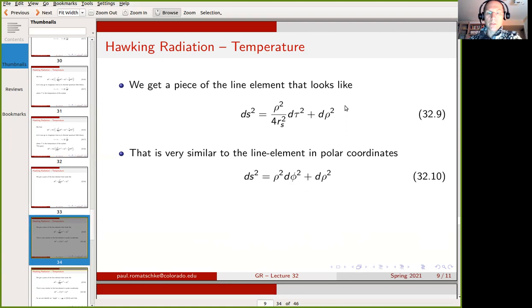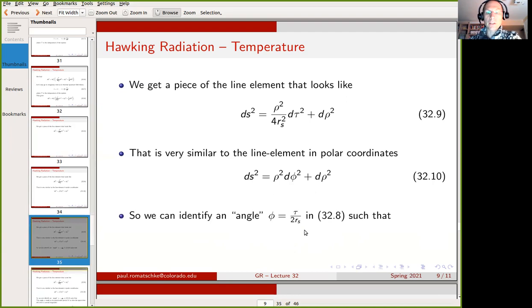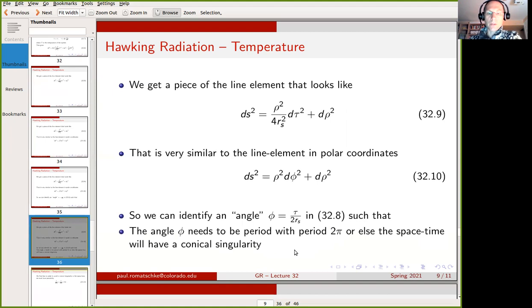So basically, by saying that these two things look very similar, we can identify tau to be some sort of angle here, or rather, we can identify tau over 2rs to be equal to some angle phi. So think of this as another variable change. If we do this, then we want phi, the angle phi, to be periodic with period 2 pi, because if it's not periodic with period 2 pi, then well, this metric is not a simple manifold.